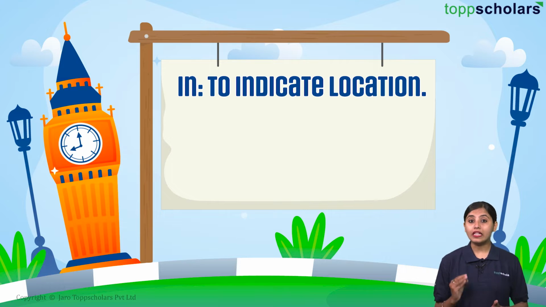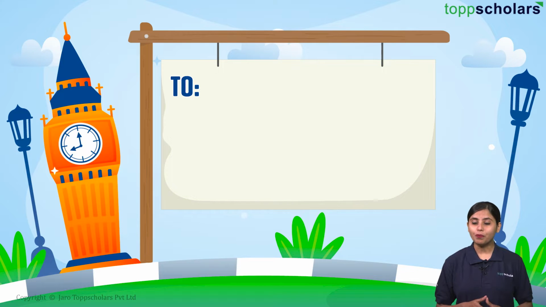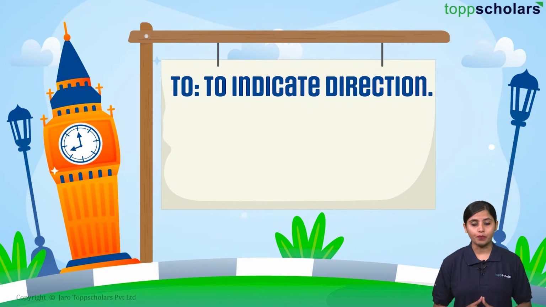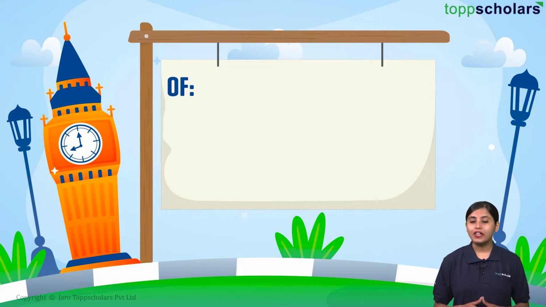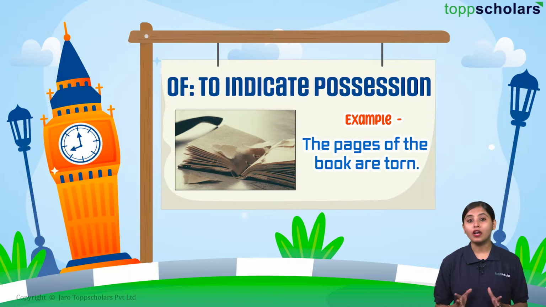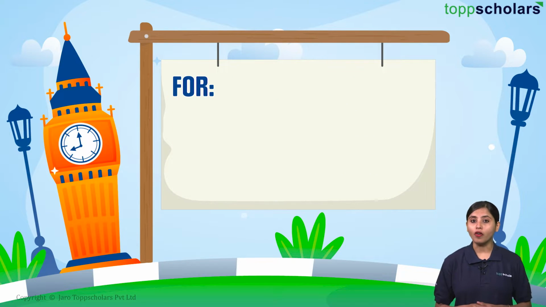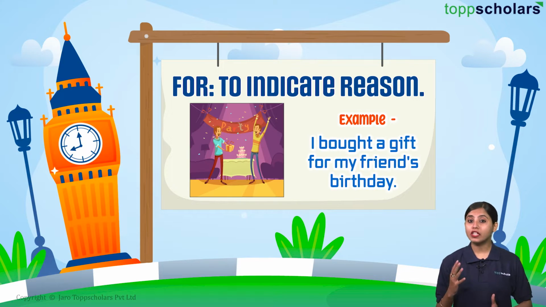In, to indicate location. Example, he is waiting in the car. To, to indicate direction. Example, she is traveling to France. Of, to indicate possession. The pages of the book are torn. For, to indicate reason. Example, I bought a gift for my friend's birthday.